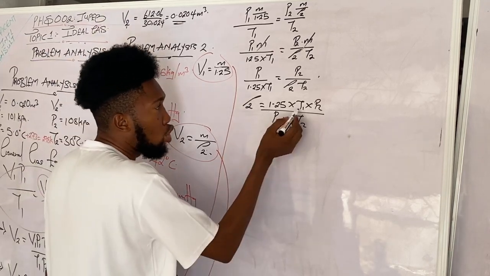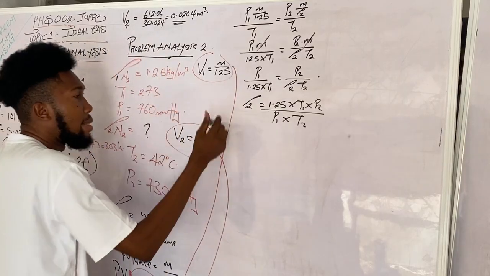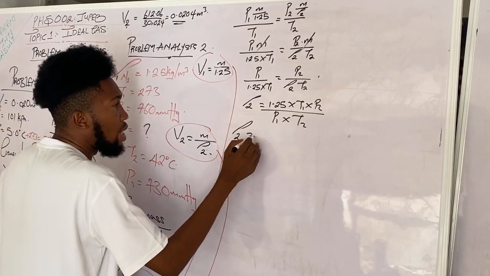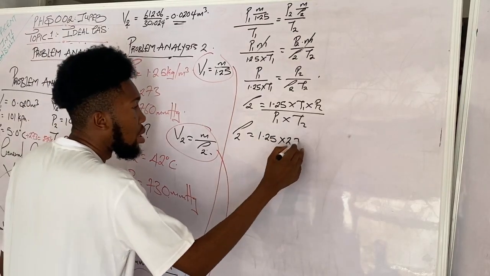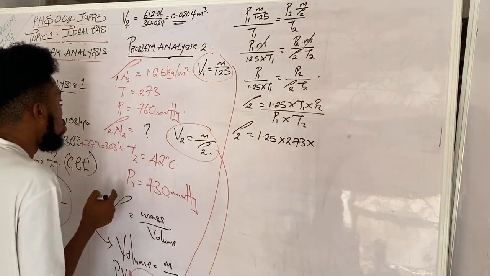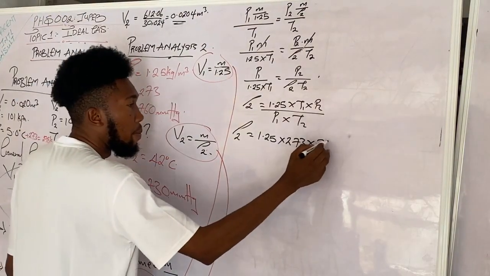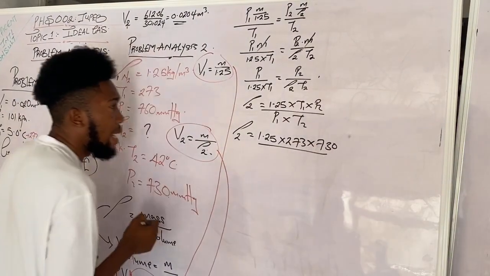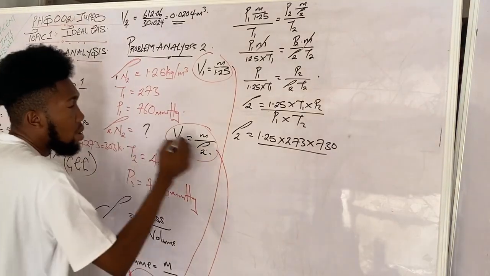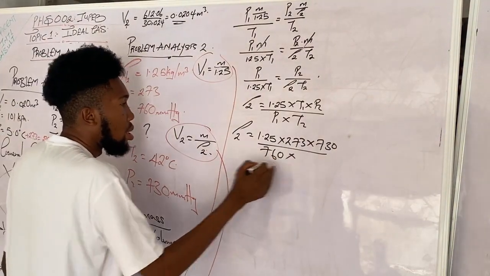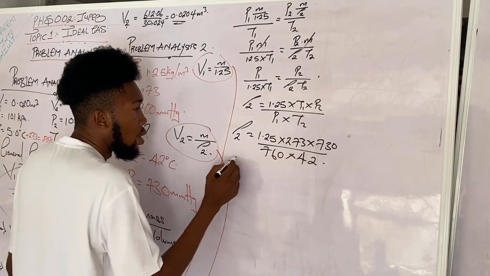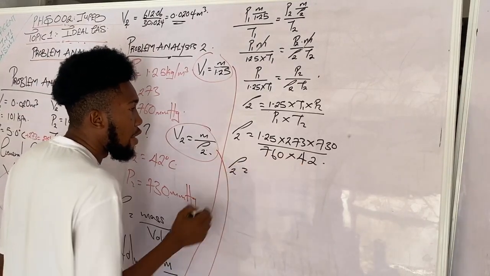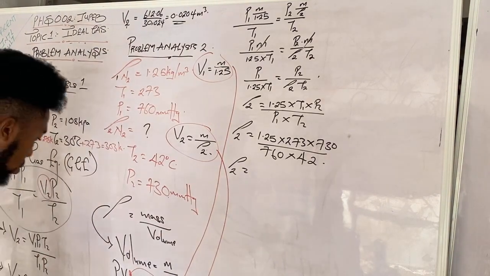So let's now substitute all the parameters that we have here inside this place. So density 2 now is equal to 1.25 times what's T1? 273 times what's P2? 730 divided by what's our P1? 760 times what's our T2? 42. So our real 2 now will give us, where's my calculator?